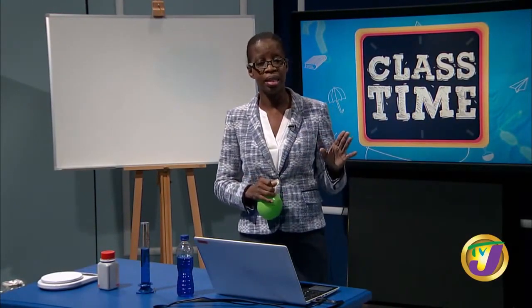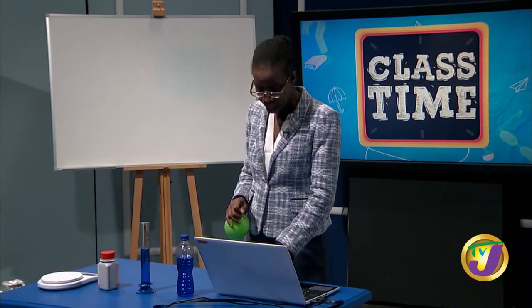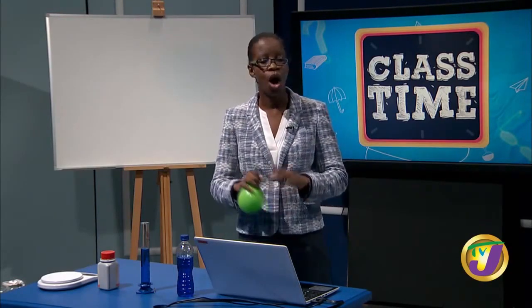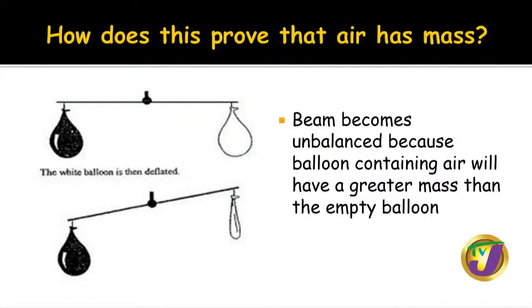We would notice that the beam, after a while, would become unbalanced. Why is that so? That has happened because the balloon, having a greater mass, will tilt the beam in the opposite direction. So, of course, that would prove that air not only has volume, but it also has mass.